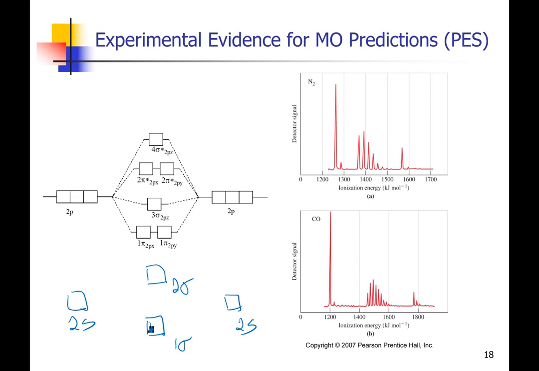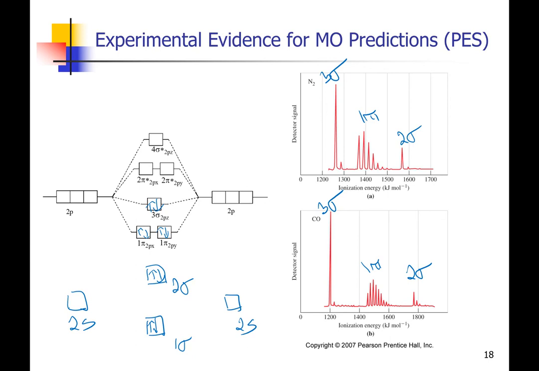And so if I fill those in, you can see that what we have is the 3 sigma here for both of those, the 1 pi here for both of those, and the 2 sigma, which I had to draw in my s's to get to see, for both of those.